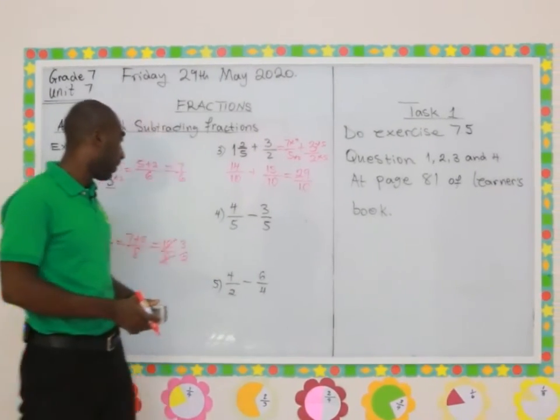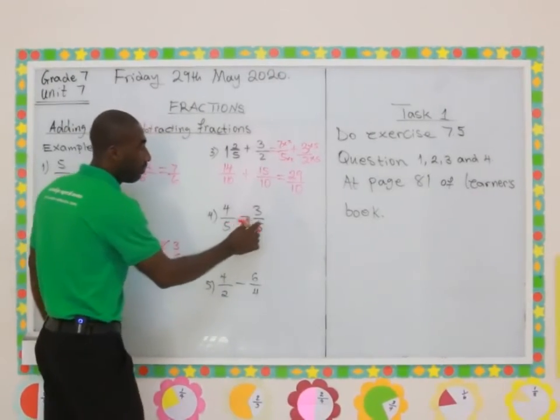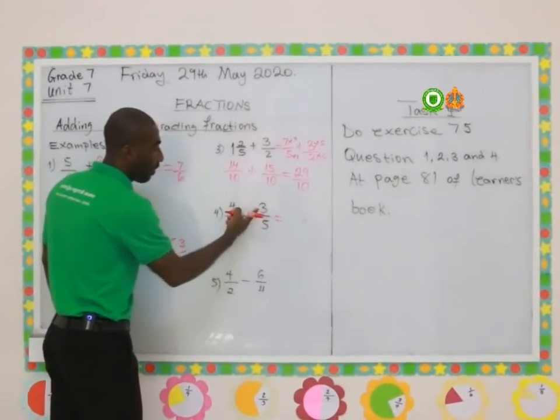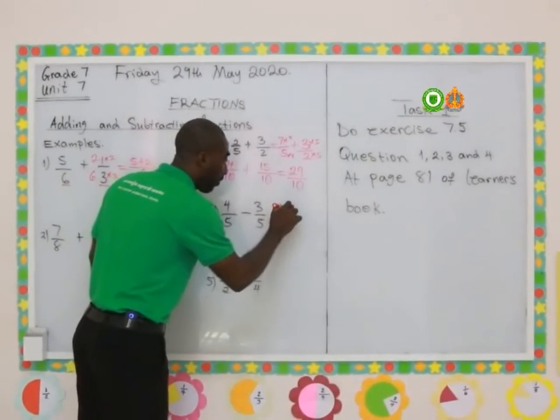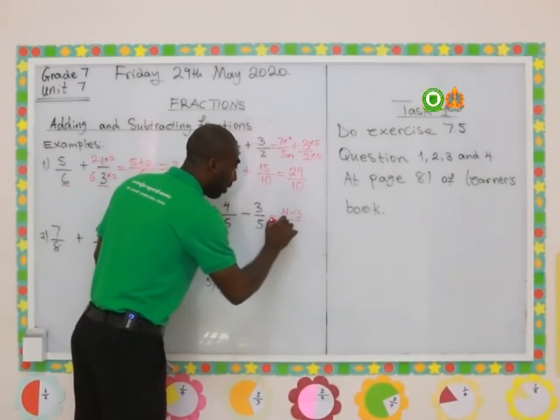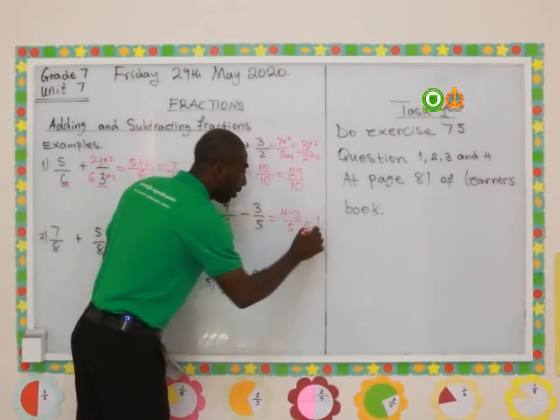Okay? So let's see the other one. Now we have the same denominators. This is subtraction, it's not addition. So we have to subtract this from this. So it becomes 4 minus 3 over 5, and that will give us 1 over 5.